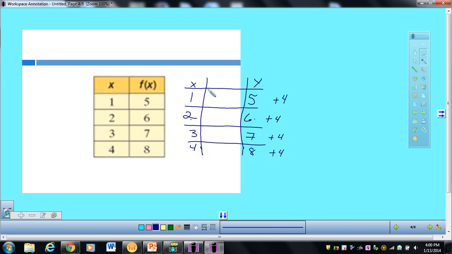So what I did was I took x, which was 1, and I added 4 to it to get 5. I took x, which was 2, and I added 4. I took x, which was 3, and I added 4. And I took x, which was 4, and I added 4. So my function rule was my x value plus 4 to get that y. So my function rule is x plus 4. Okay? X plus 4 is the answer.